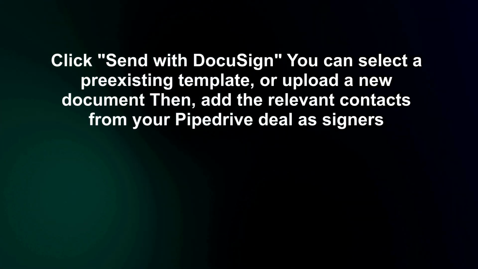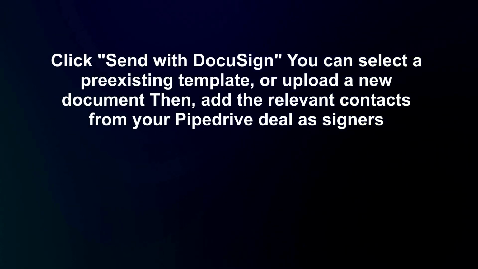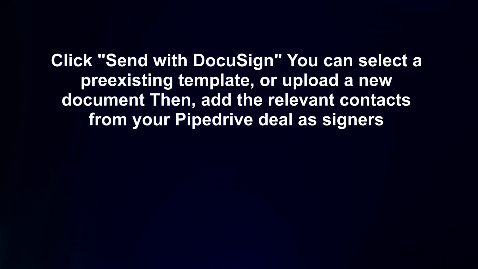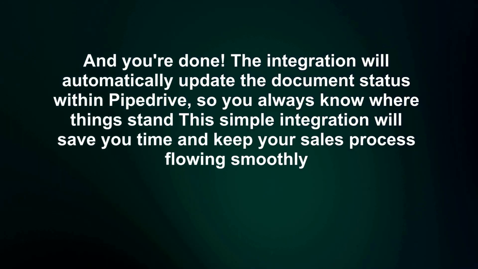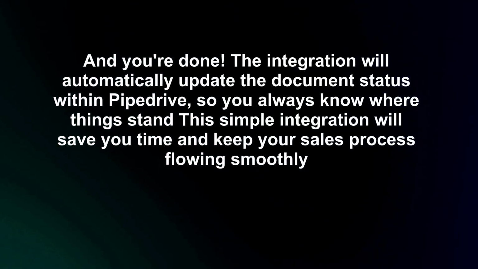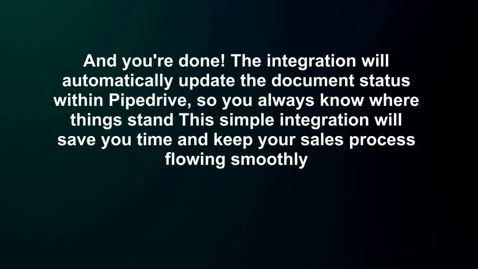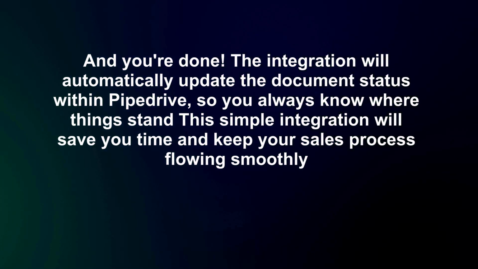Click Send with DocuSign. You can select a pre-existing template or upload a new document, then add the relevant contacts from your Pipedrive deal as signers. And you're done. The integration will automatically update the document status within Pipedrive, so you always know where things stand. This simple integration will save you time and keep your sales process flowing smoothly.